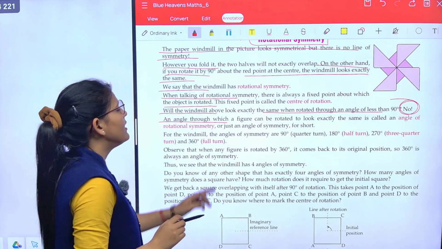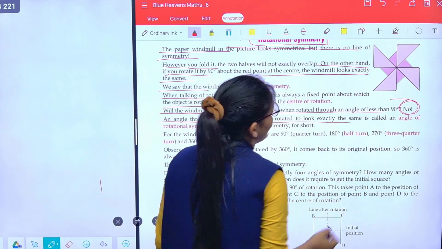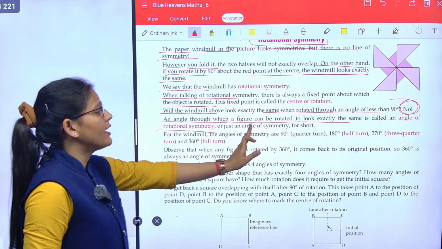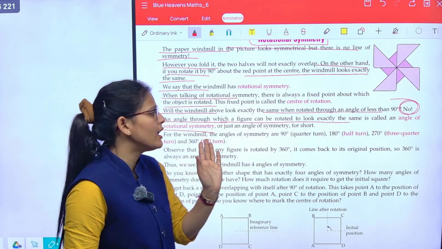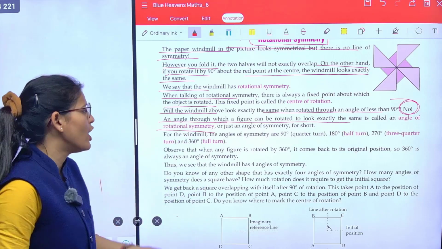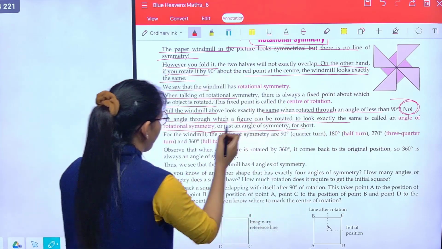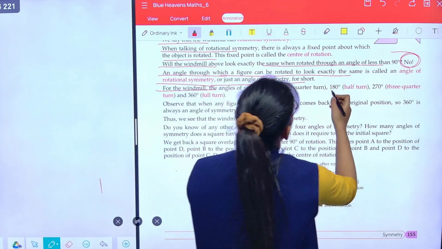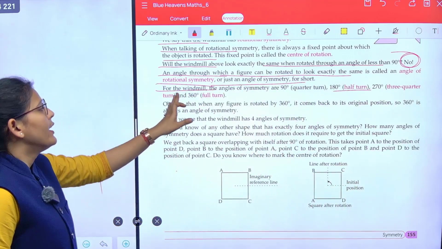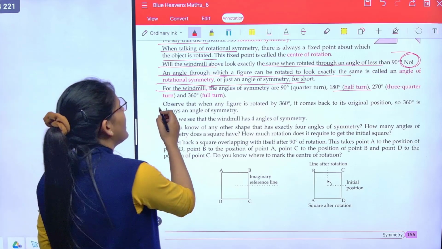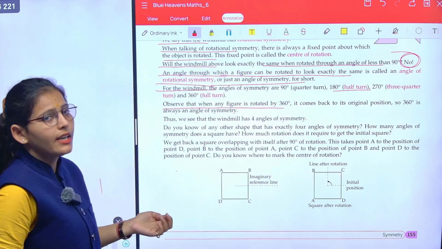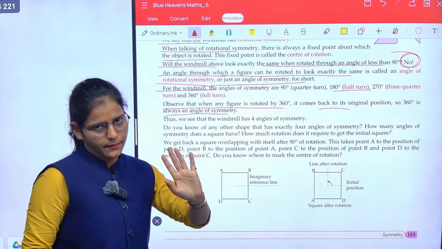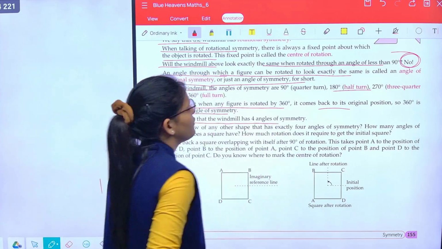An angle through which a figure can be rotated to look exactly the same is called an angle of rotational symmetry. Angle through which a figure can be rotated and it looks exactly the same, so हम क्या कहते हैं उसको? Angle of rotational symmetry, or just an angle of symmetry for short. For the windmill, the angles of symmetry are 90 degree quarter turn, 180 degree half turn, 270 degree three-quarter turn, 360 degree full turn. Observe that when your figure is rotated by 360 degrees, it comes back to its original position. So 360 degrees is always an angle of symmetry. Thus, we see that the windmill has four angles of symmetry.